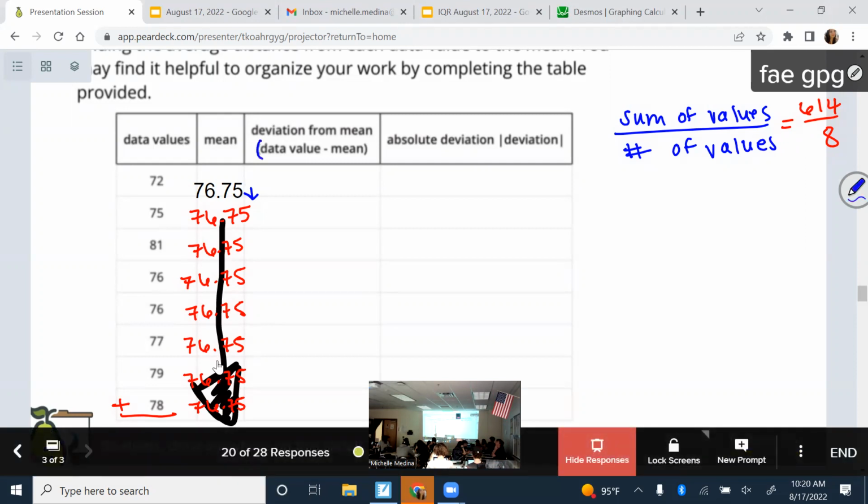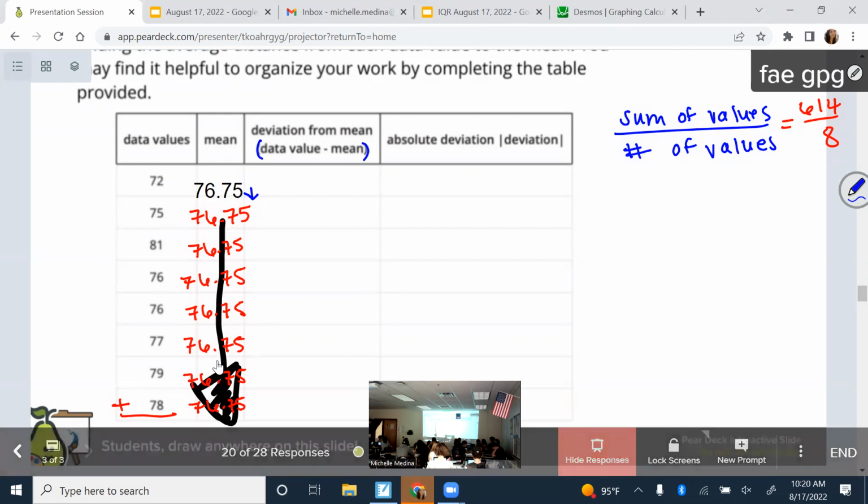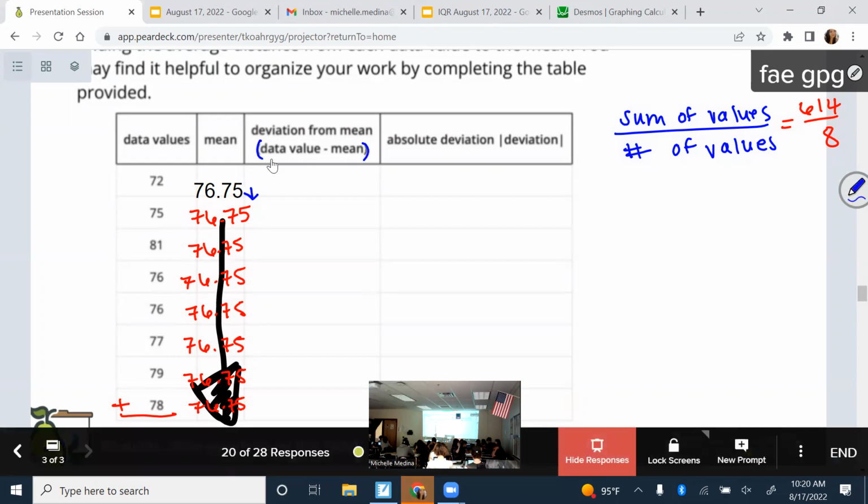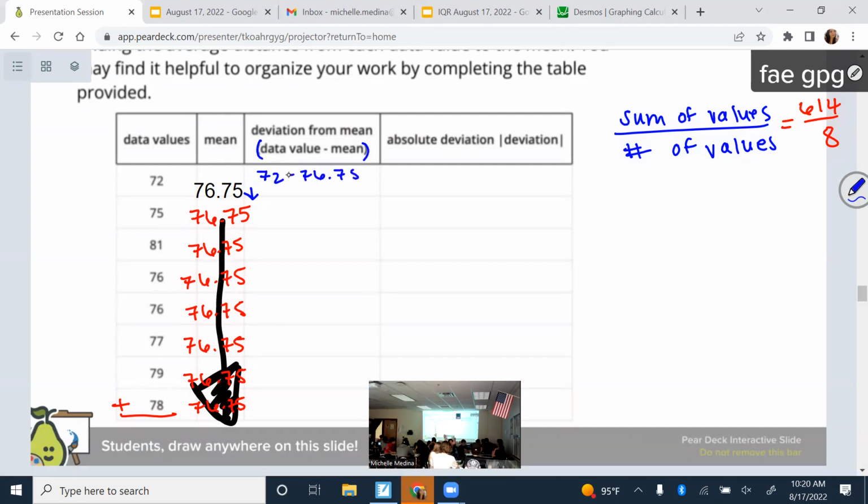All right, so deviation from the mean, it's literally just a subtraction problem, which you can see right here. But remember, does order matter in subtraction? So can I do mean minus data value? No, it has to be data value minus the mean, which is in that order already. So also make sure you're writing this on your paper. 72 minus 76.75 is what?